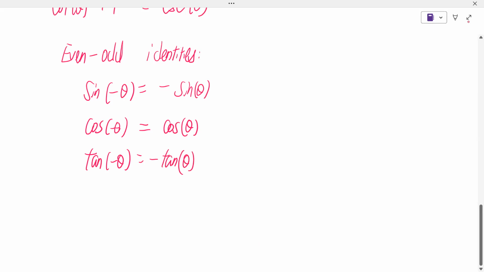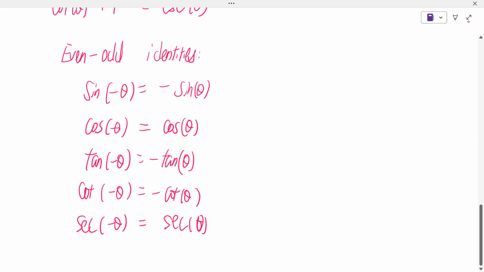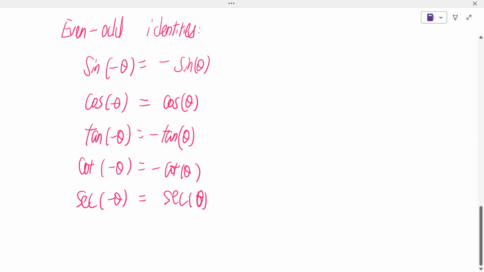So tangent is odd, and then cotangent is odd. Negative cotangent theta. And secant would behave the same way as the cosine. So secant is an even function, secant theta. The last one is cosecant. Cosecant will behave in the same way as sine theta. So cosecant negative theta equal minus cosecant theta.